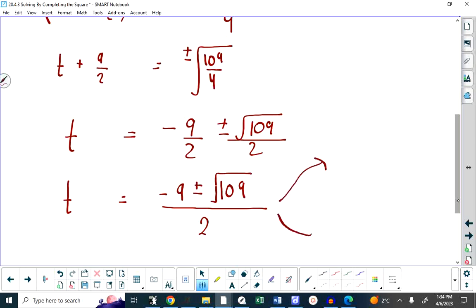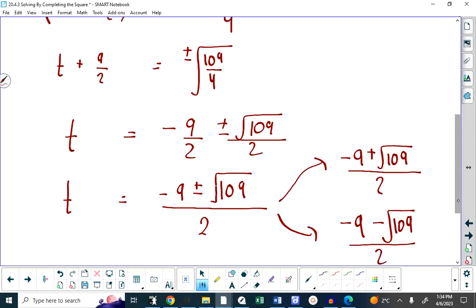We're done here, but I really want you to understand what this means. When I say this, I will say t is equal to negative 9 plus or minus root 109 all over 2, which means negative 9 plus the square root of 109 all over 2, and negative 9 minus the square root of 109 all over 2.